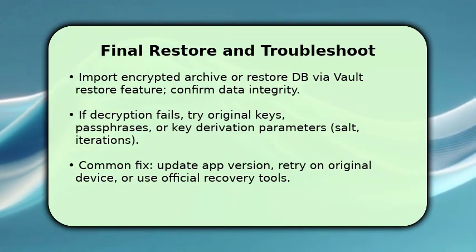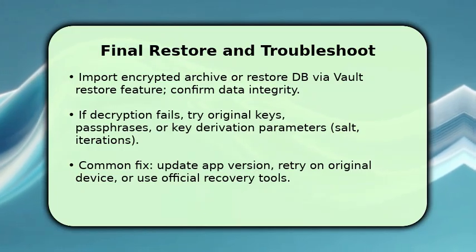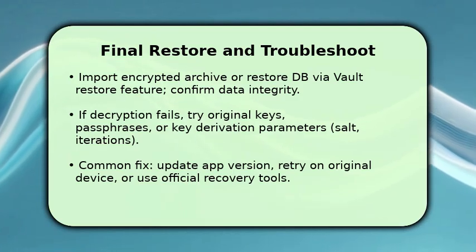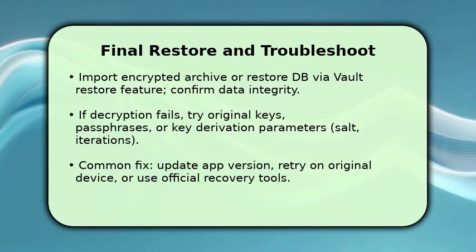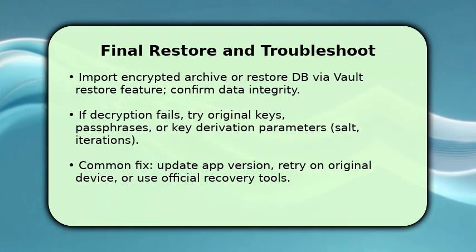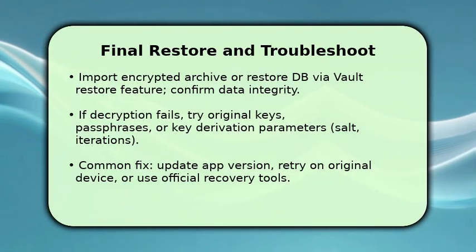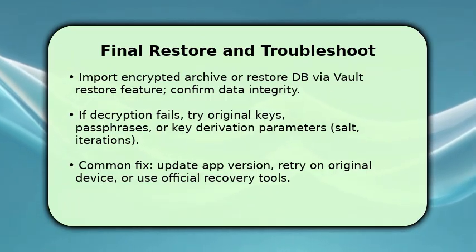If decryption fails, make sure you use the exact original passphrase and key derivation settings, because even small changes break decryption. Try the original device or key files next. If problems persist, update the Vault app to the matching version and retry or use the vendor's recovery tool. One key troubleshooting tip: if nothing works, stop modifying files and contact support with logs to avoid irreversible changes.